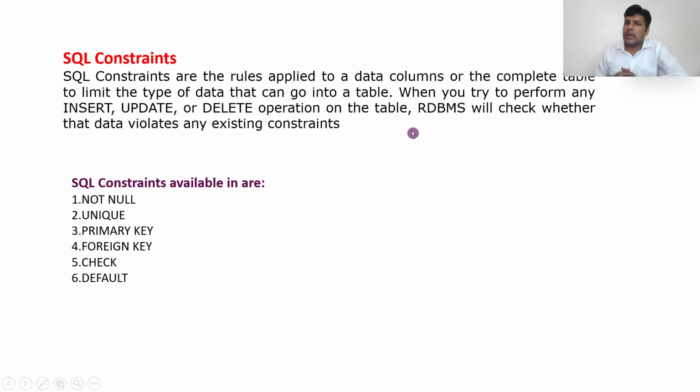So SQL constraints are rules. Where are they applied? On a column or a whole table. Why are they applied? Whenever some data is going into the table, it should be checked whether it is following certain rules or not. That's why we use SQL constraints.